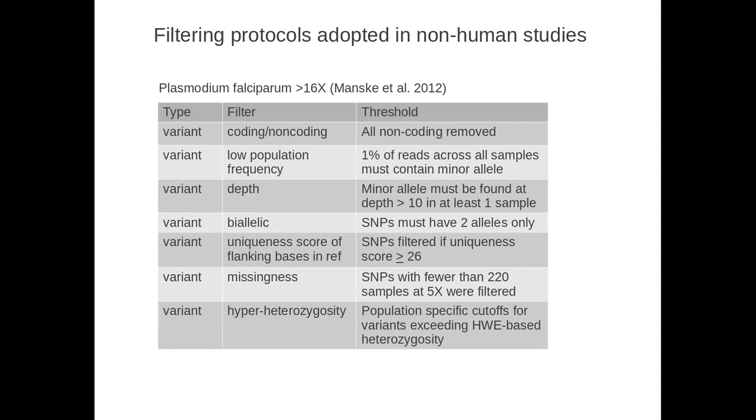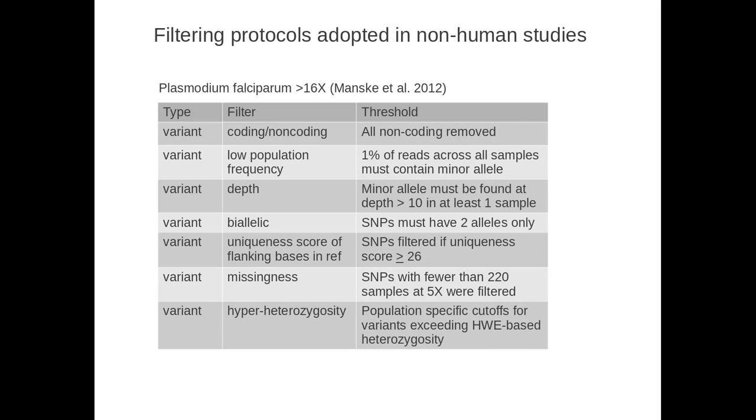So one of the things I want you to take away from this lecture is that in the absence of having these high quality benchmark data sets like they have in humans, such as the HapMap data sets, we're left with this strategy where, in order to reduce the false positive rate, we need to filter our data. We all agree on that. The question is how to filter it.